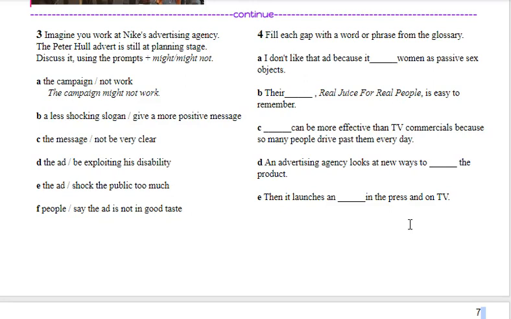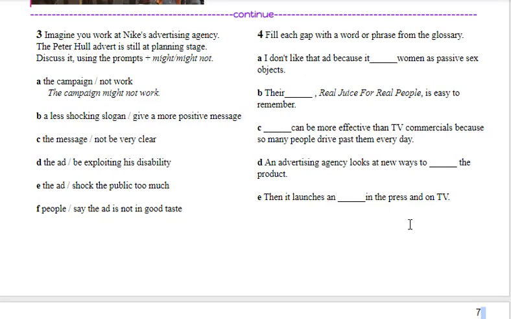Might, might not. Are you familiar with the word might and might not? It's the kind of possibility. Yeah, that's great. Wow, Sandy, I think you know more. You know a lot about English. So let's try letter A.